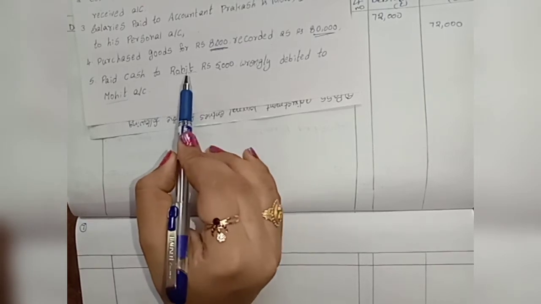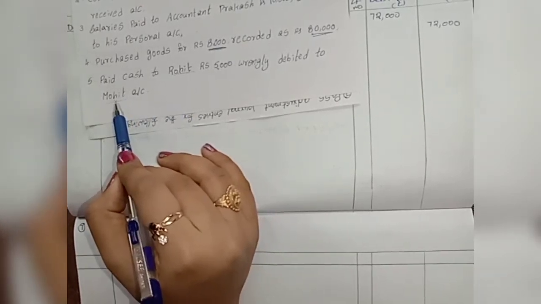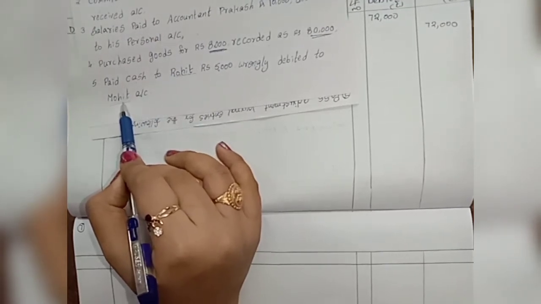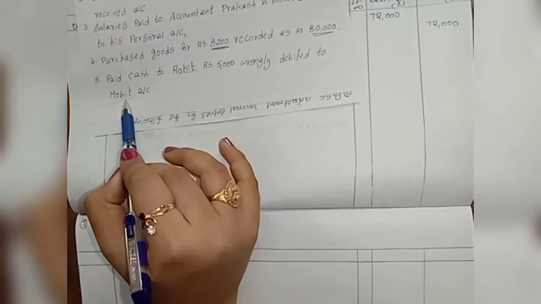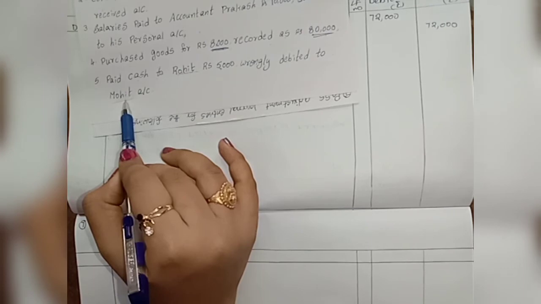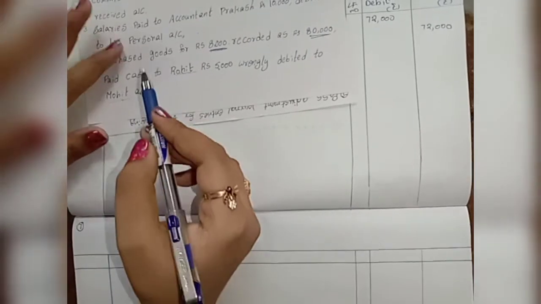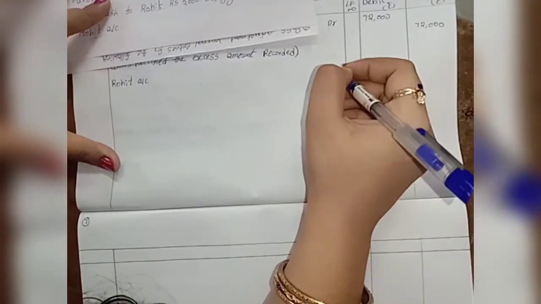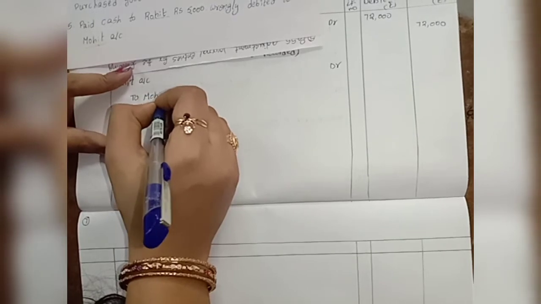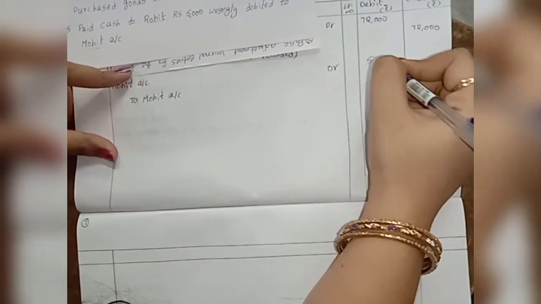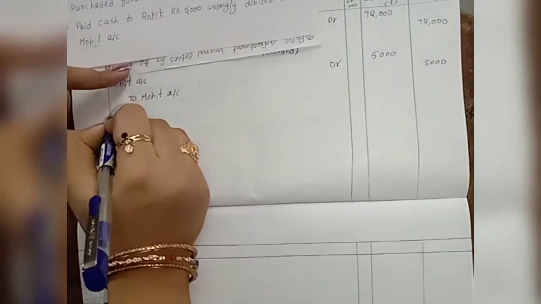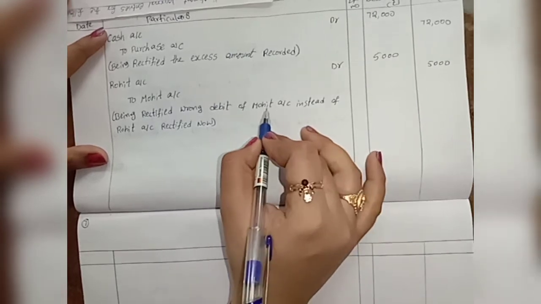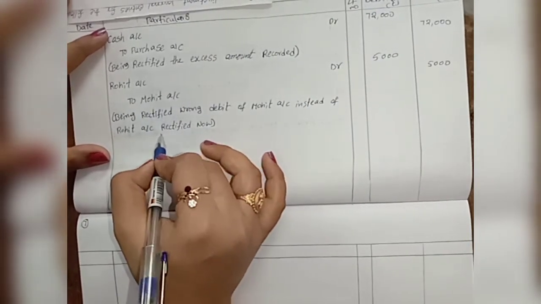So what we have to do? We have to credit Mohit because they wrongly debited Mohit. They have debited wrongly. So now to rectify this, we have to credit Mohit. That means Rohit account debtor to Mohit account. And the amount is 5,000 rupees. The narration is: being rectified wrong debit of Mohit account instead of Rohit account, rectified now.